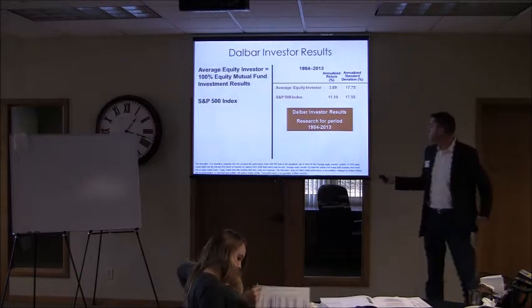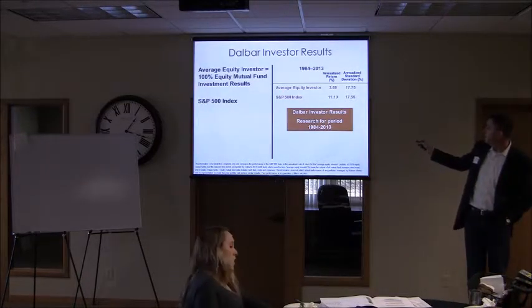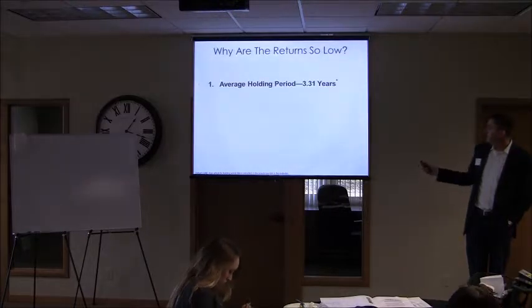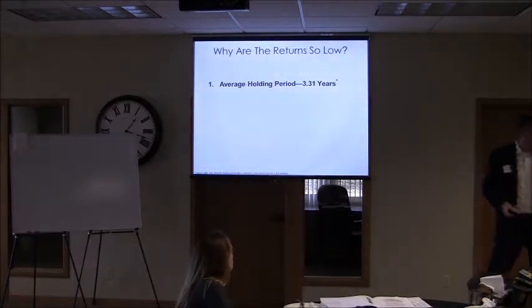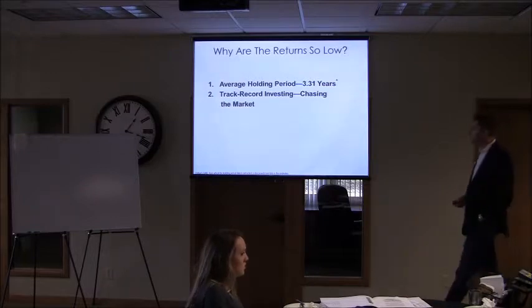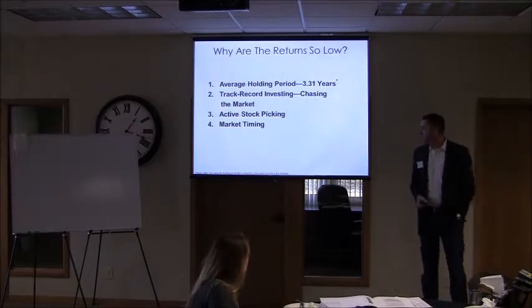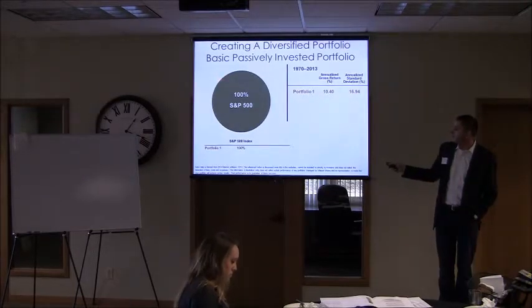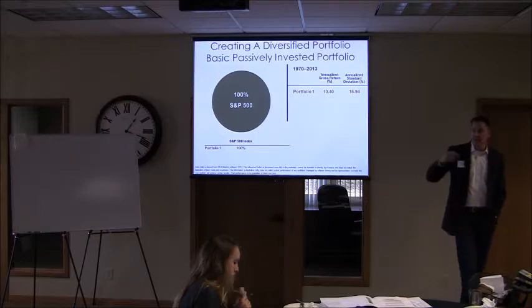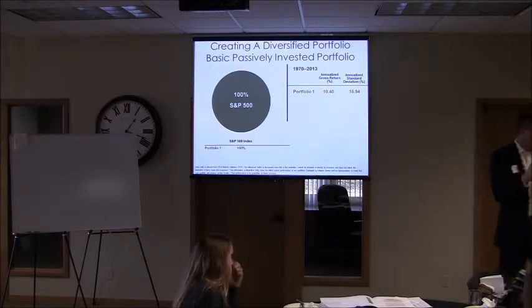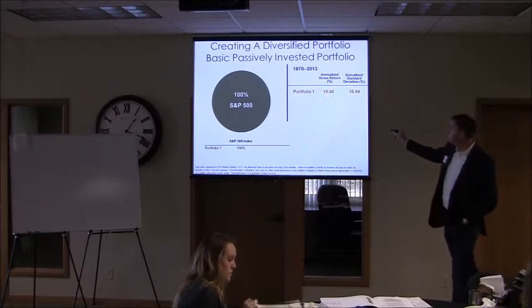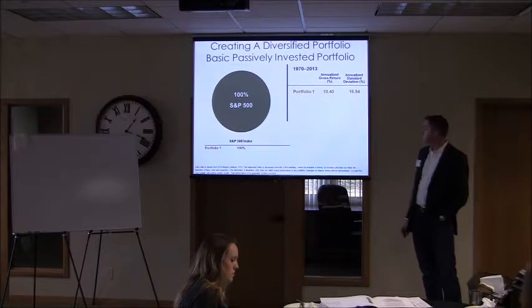And remember, most people are getting a return from Dalbar at about 3.69%, and they have a high standard deviation of risk. And it's because they're not holding investments very long. They're buying and selling. They're track record investing, chasing the market. They're active stock picking and market timing. They're doing all of these things, and so the average investor is doing very poorly. And the first thing we want to do is convert you from an active investor to a passive investor so that you're simply holding market and you're not trying to time the market. And if you do that, you can increase your return significantly and decrease your risk even a little bit.